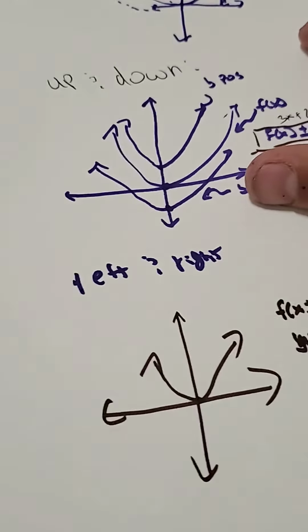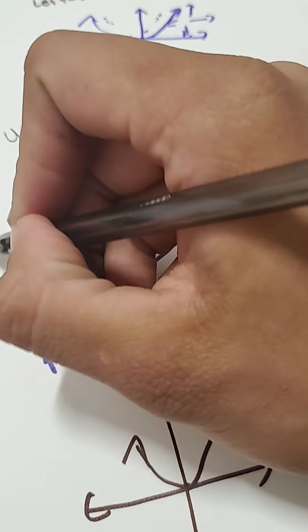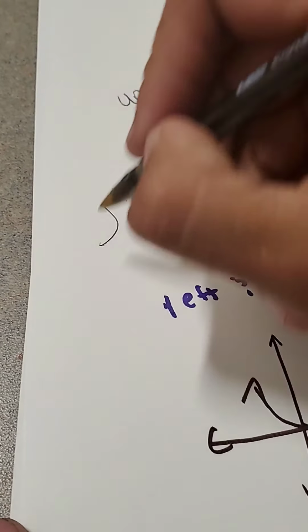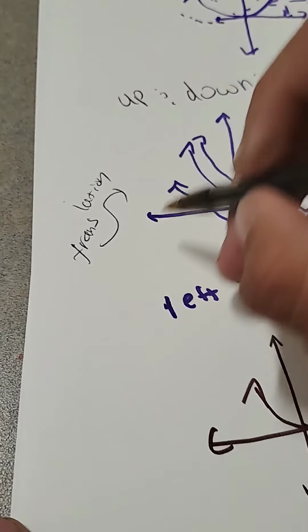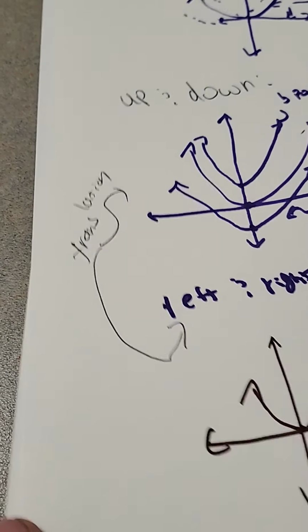Okay, we have that. Okay, so now we have that piece done. We have reflections, or what I call flips.